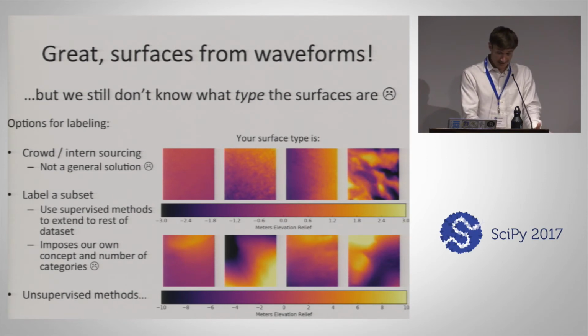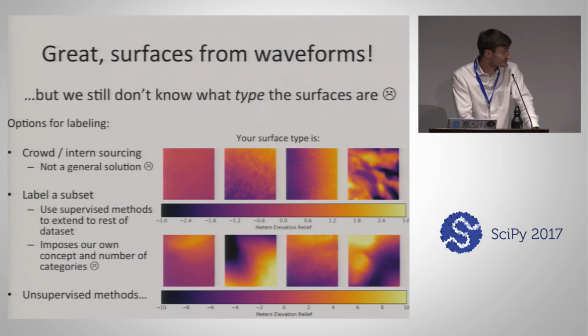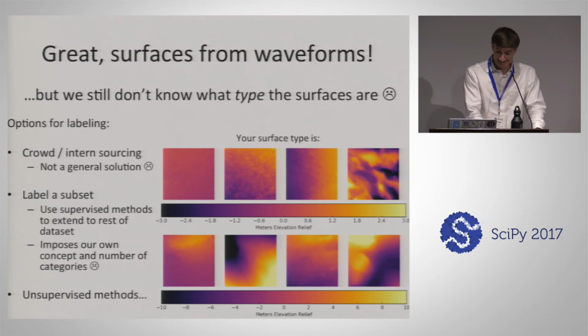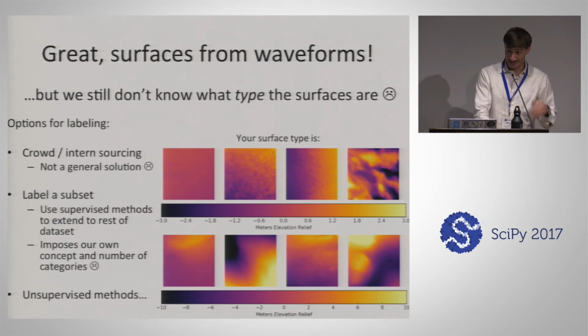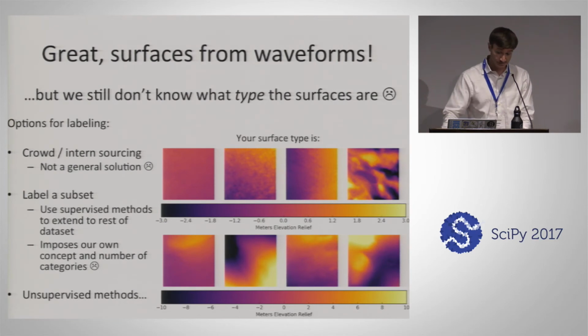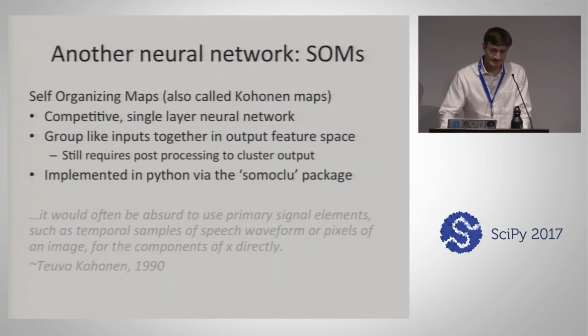So how to fix this, there's a couple options. You could do crowdsourcing or intern sourcing, which is not general at all. You could try and label a subset, which is super boring, and then try and use supervised methods to extract the rest of the data set. I also don't like this particular method because you tend to impose your own conception of how many categories you're supposed to do. Or you could use unsupervised methods. So I chose unsupervised methods.